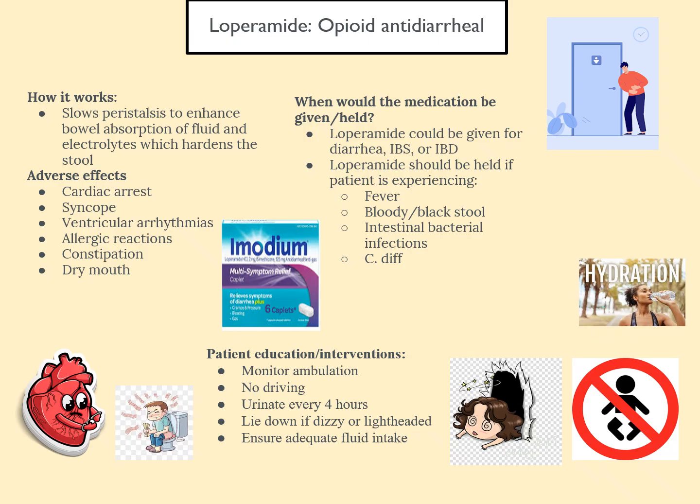Again, this was another fun slide that the students put together to help you guys out. So for the opiate anti-diarrheal, as you can see, you've got your cardiac issues, your dry mouth, and dehydration to watch for. And again, it's talking about being lightheaded, urinating every 4 hours, no driving, and so forth. Just a different way of possibly learning about the drug and the side effects.